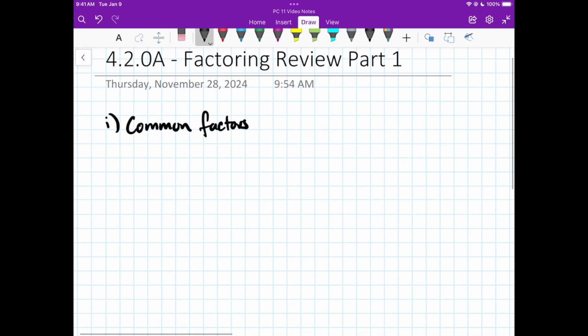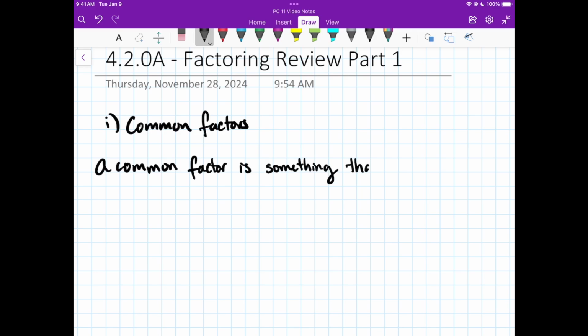So, remember, a common factor, or even just a factor in general, is something that divides into something. So a common factor is going to be that something that divides into multiple things. And so when we're dealing with polynomials, we're really looking for something that divides into each term in our polynomial. That factor might be a number, a variable, it might be both, could even be more complicated than that.